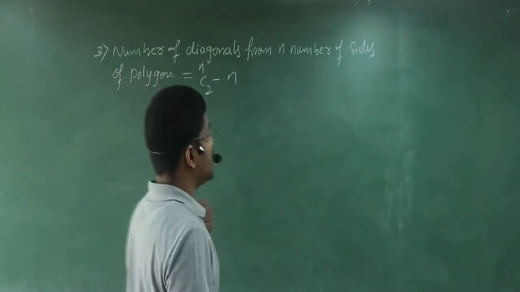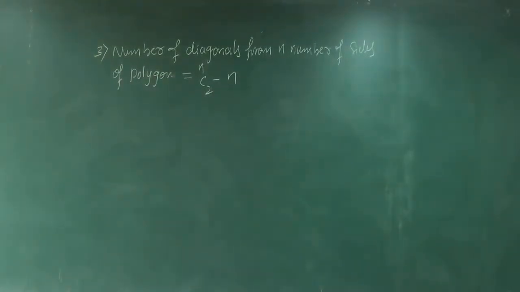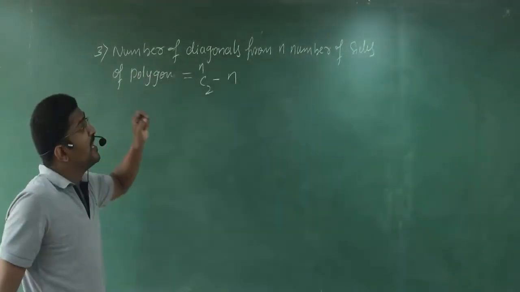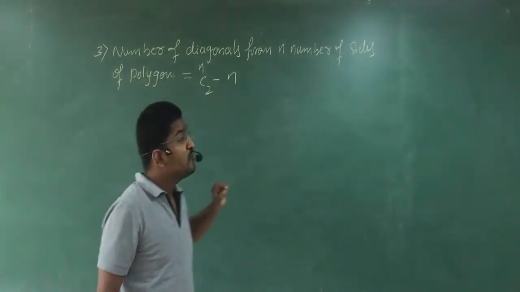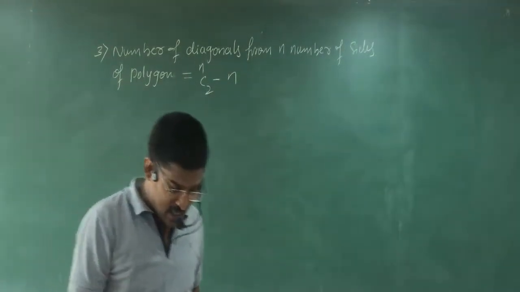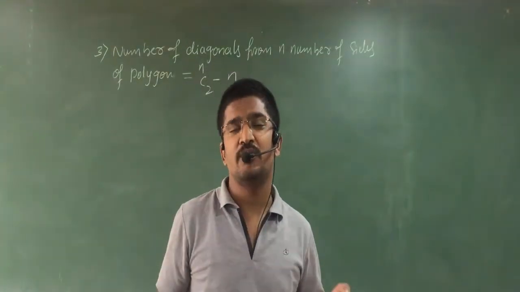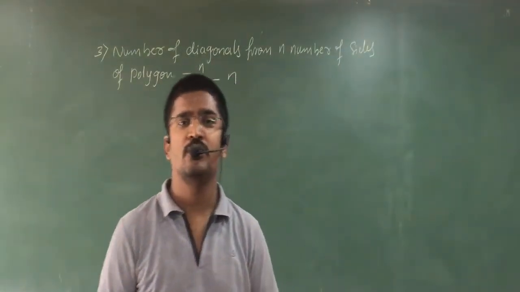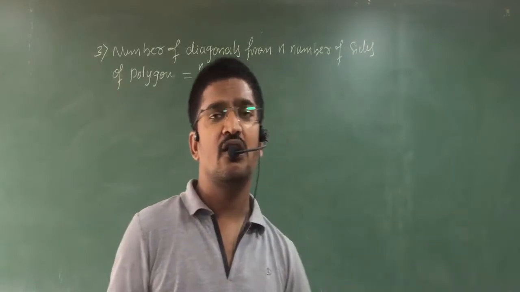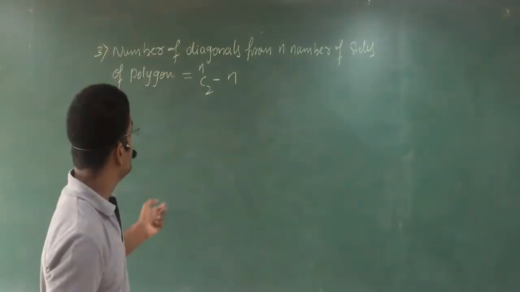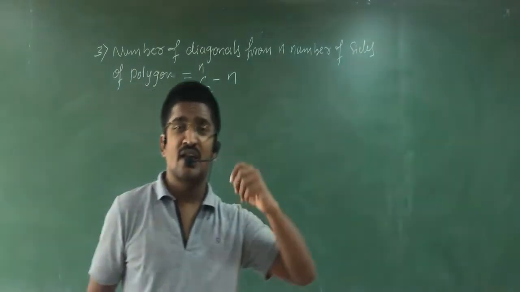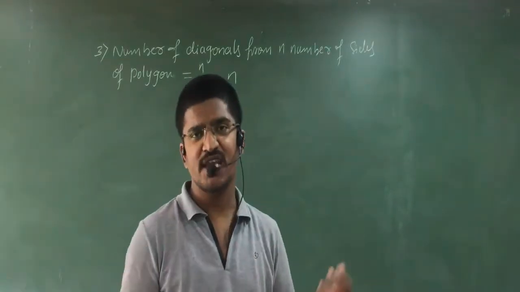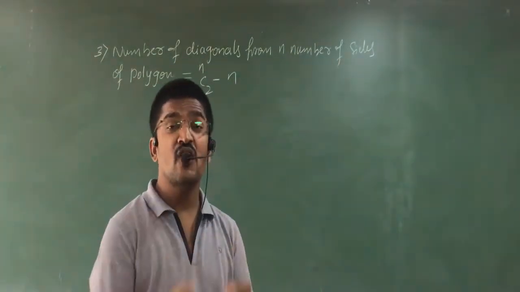Okay, students. Now let us go for the third point, that is the number of diagonals from n sides of a polygon. Clear? That means there is a polygon. It may be of 3 sides, 4 sides, 5, 6, 7, 8 sides, no problem. It may be a pentagon, hexagon, octagon, nonagon, decagon, anything. It must be a polygon. You can take any polygon with any number of sides, that means n sides. Then how many diagonals can you make?